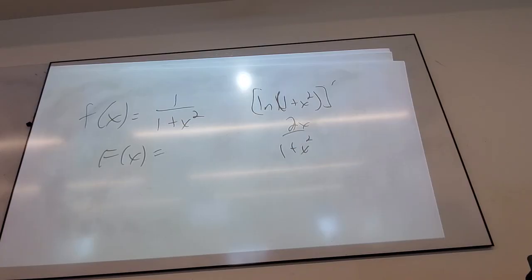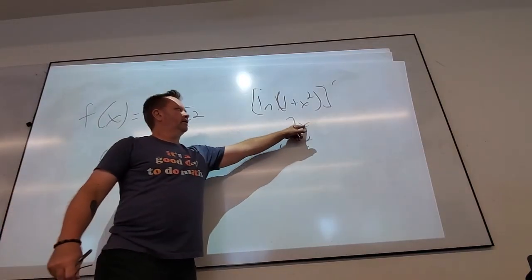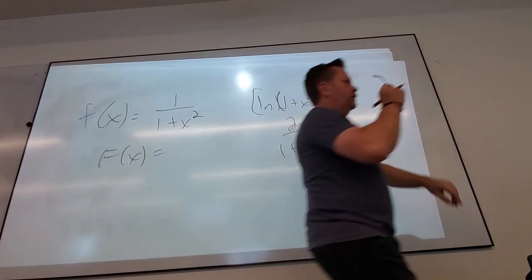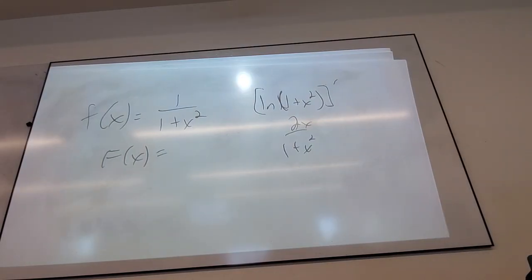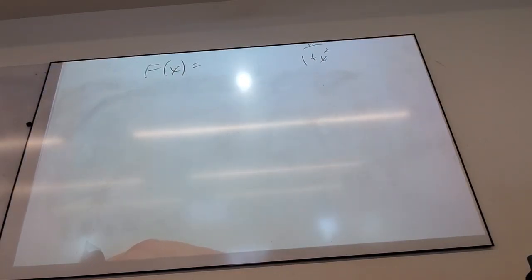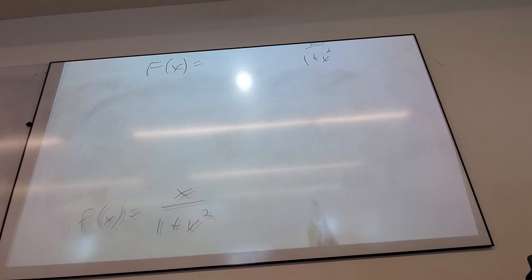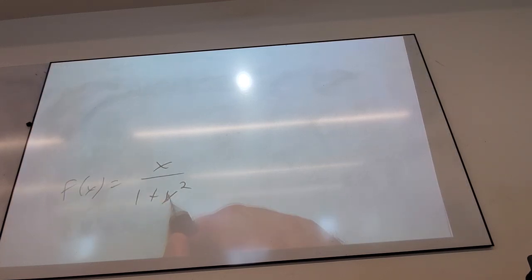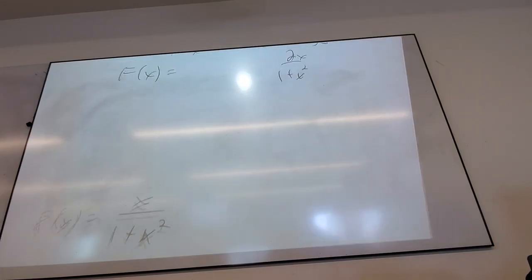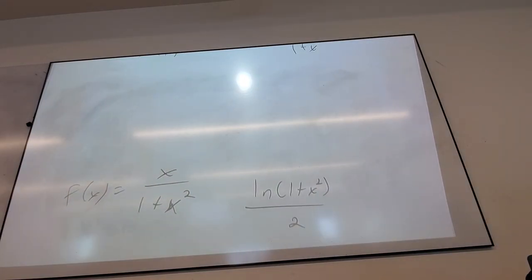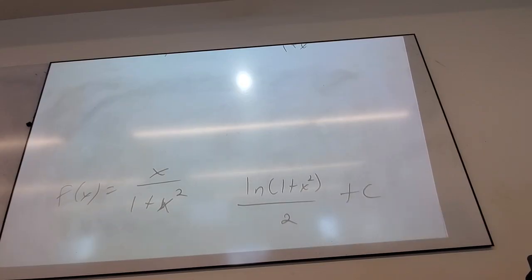This is perfect. I didn't even mean it like this, but this is perfect. Do you all agree I'm missing an x here? Yeah. So really quickly, if the problem would have been this, then what am I missing? A 2. I'm just missing a 2. So then this would have been natural log of 1 plus x squared divided by 2 plus c.